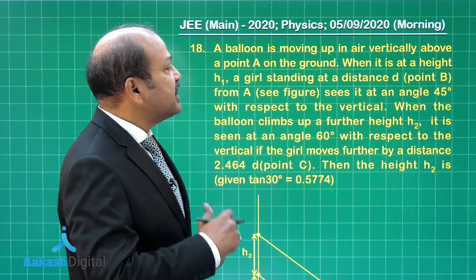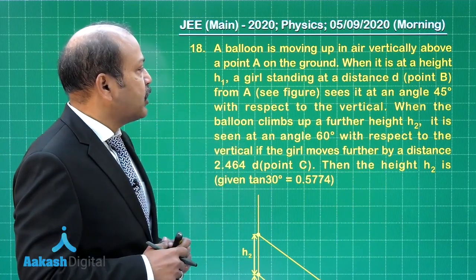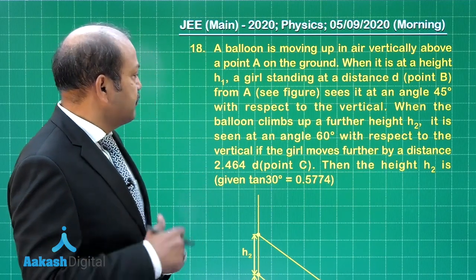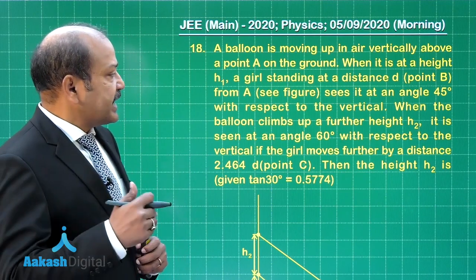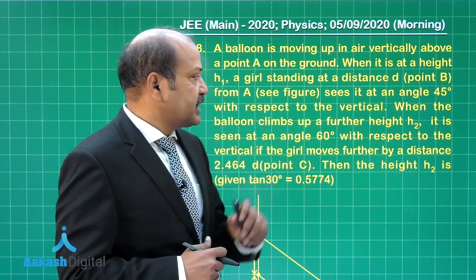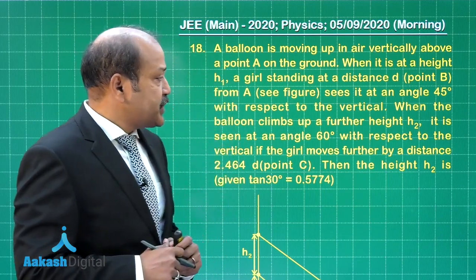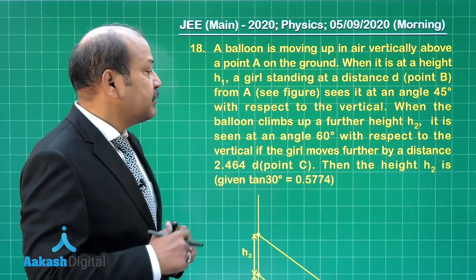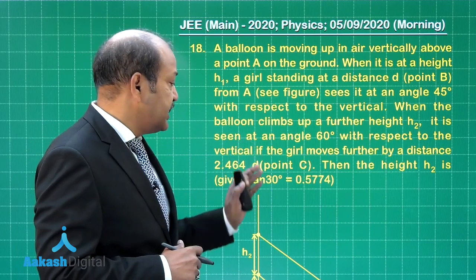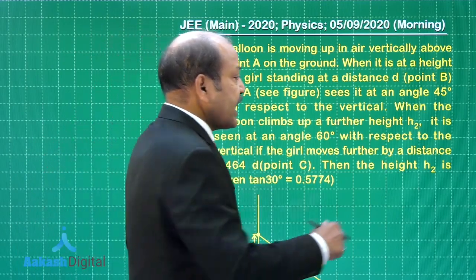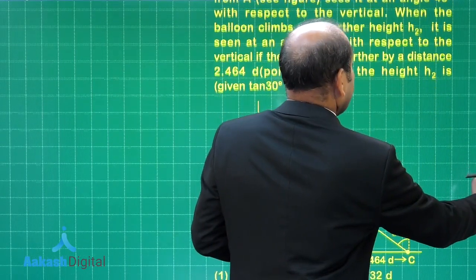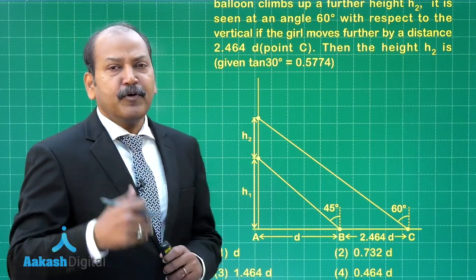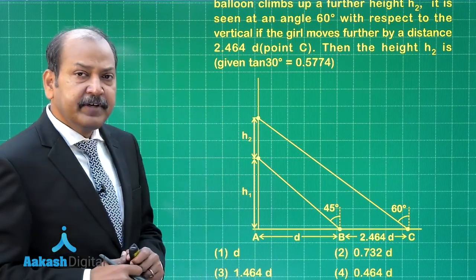Question 18 says a balloon is moving up in air vertically above a point A on the ground. When it is at a height h1, a girl standing at a distance d, point B from A, see figure, sees it at an angle of 45 degree with respect to the vertical. When the balloon climbs up a further height h2, it is seen at an angle of 60 degree with respect to the vertical if the girl moves further by a distance 2.464 d, that is point C in the figure. Then height h2 is given, in fact h2 is, and it is given that tan 30 degree is 0.5774, that is given to us. This is the diagram that has been given.